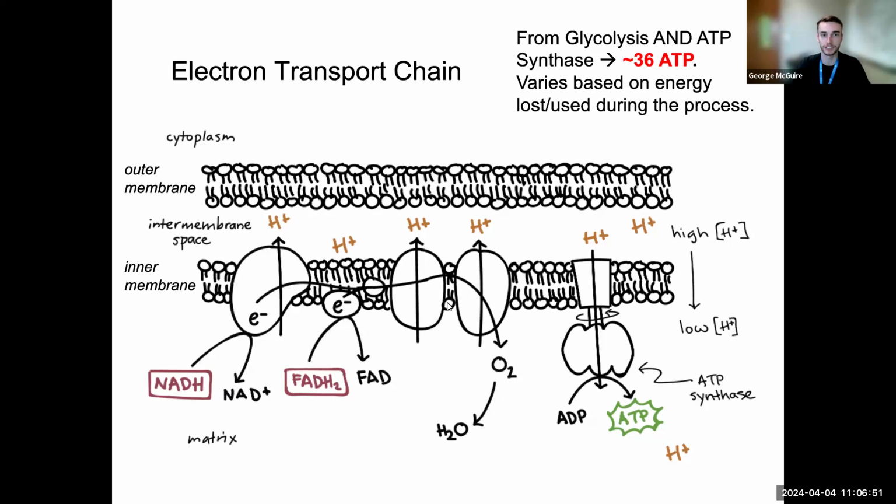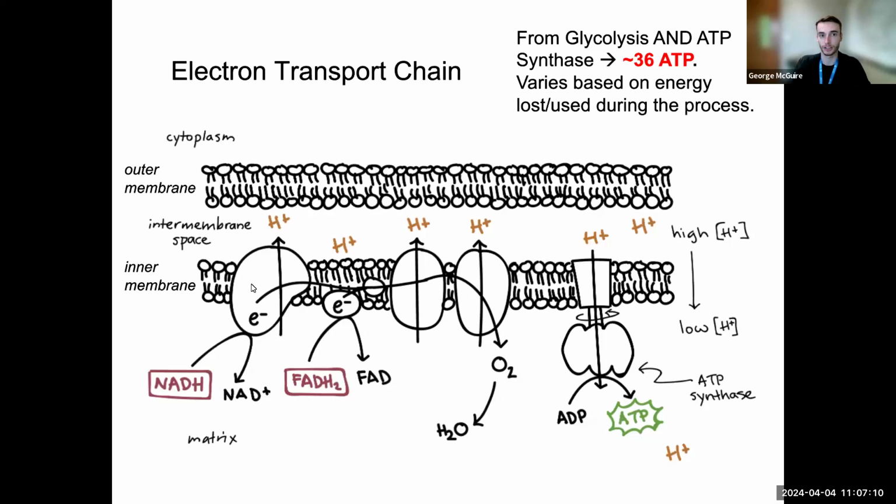So oxygen drives this process. Without oxygen present, this can't happen. And so there's no reason to go through the citric acid cycle, so that won't happen either, and we can't generate a whole bunch of energy. So oxygen is absolutely necessary for this. It'll pull electrons from one protein to the next.